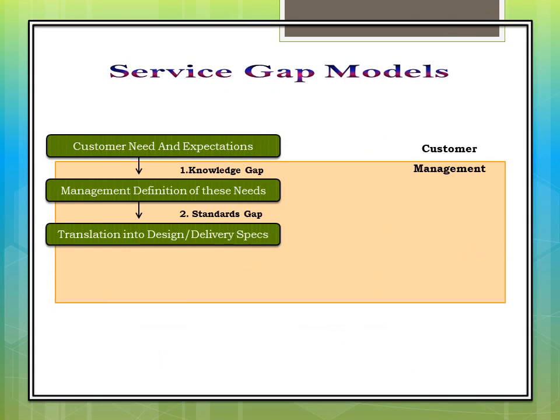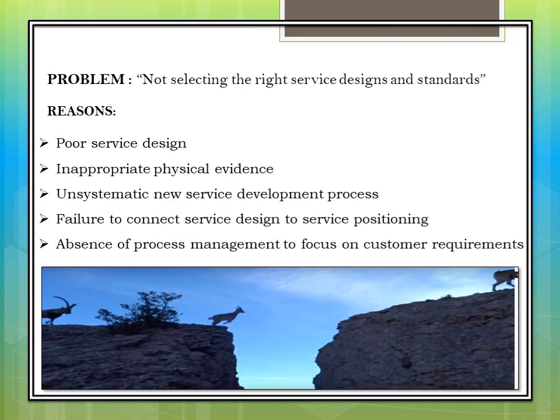The second gap is the standards gap. It is the gap between management definition of customer needs and the translation of those into design and delivery specification. Problem: not selecting the right service designs and standards. Reasons: first, poor service design. Second, inappropriate physical evidence. Third, unsystematic new service development process. Fourth, failure to connect service design to service positioning. Fifth, absence of process management to focus on customer requirements.